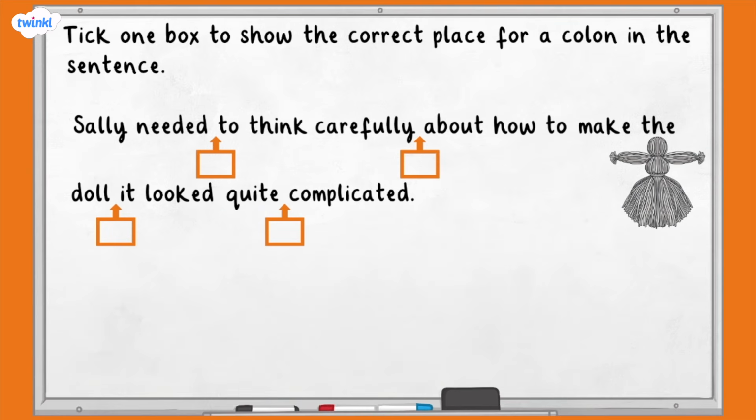Did you spot the correct position for a colon in the sentence? The correct answer is: Sally needed to think carefully about how to make the doll: it looked quite complicated. We know this because a colon comes after a main clause that makes sense by itself. Well done if you got that right.